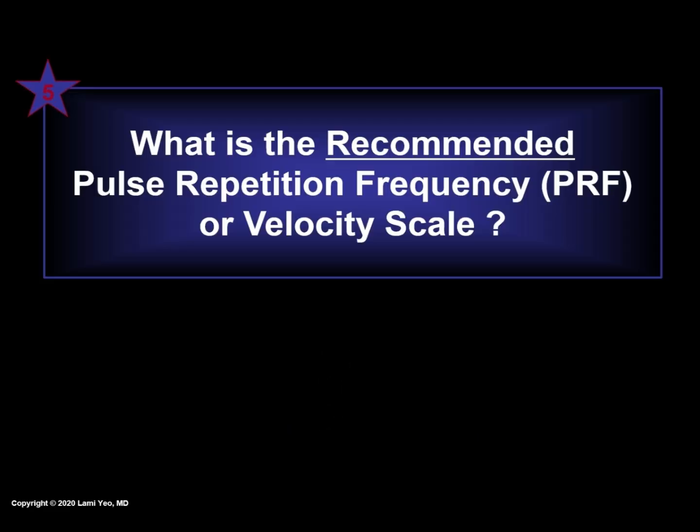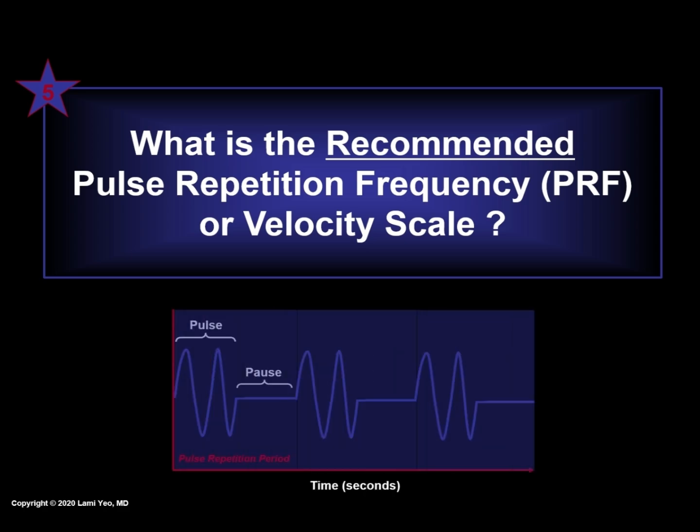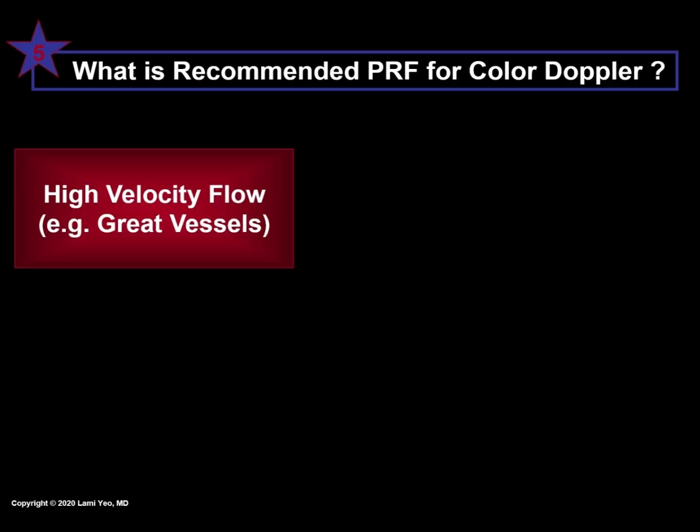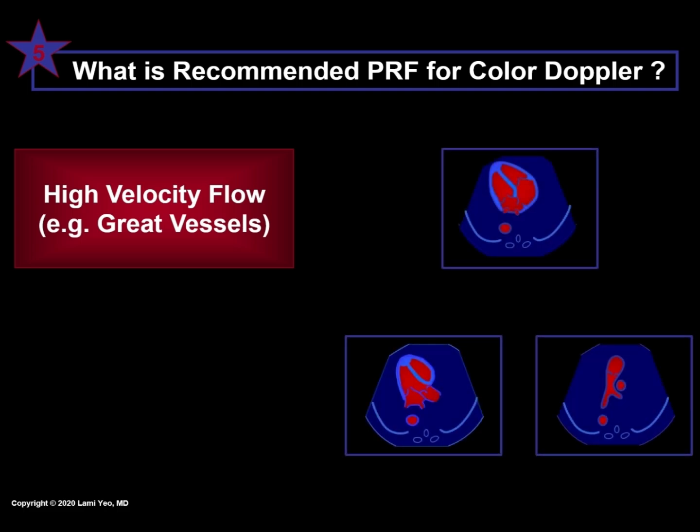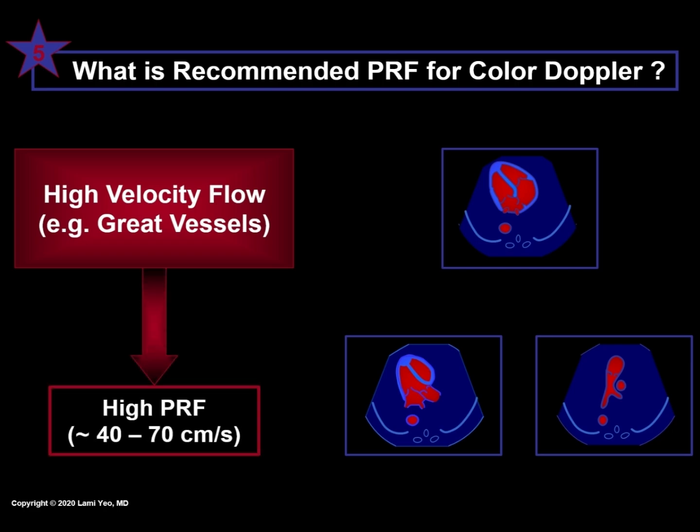So now that we know that the PRF or velocity scale should be optimized at all times when performing color Doppler sonography, what are some appropriate values when imaging the fetal heart? The answer depends on what is being studied. In general, when examining high velocity flow, such as flow through the atrioventricular valves, semilunar valves, and great vessels, increase the PRF so that the velocity scale ranges from approximately 40 to 70 centimeters per second. Otherwise, using low-range scales for these structures will result in aliasing.